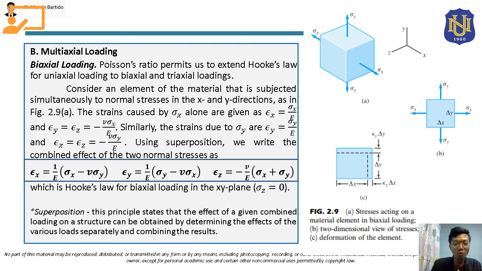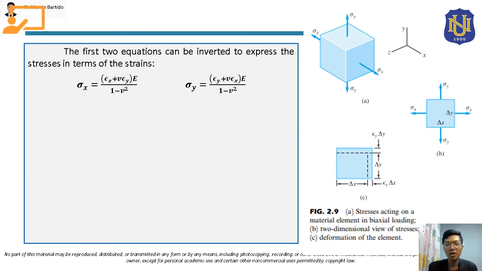So this is Hooke's law for biaxial loading in the xy plane. The normal stress in the z direction here is 0. The first two equations, that is epsilon x and epsilon y, or the strain in the x direction and strain in the y direction, can be inverted to express the stresses in terms of the strains.